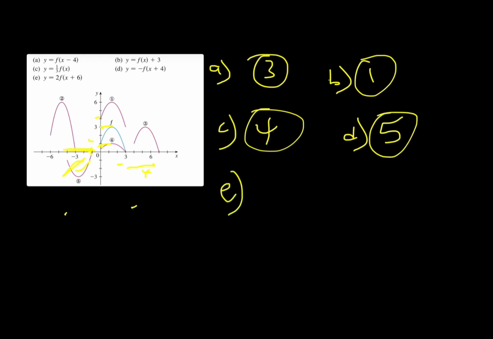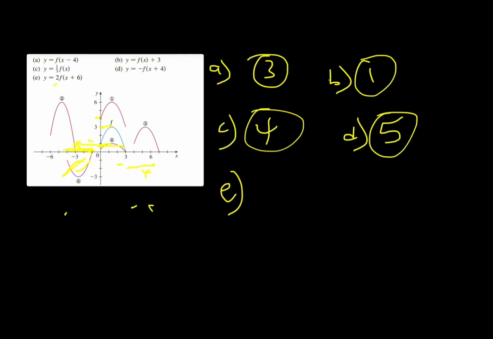Let's look at the final one, E. Inside, we see that there's x plus 6, meaning that it has shifted 6 units to the left. 6 units to the left from here will be this.